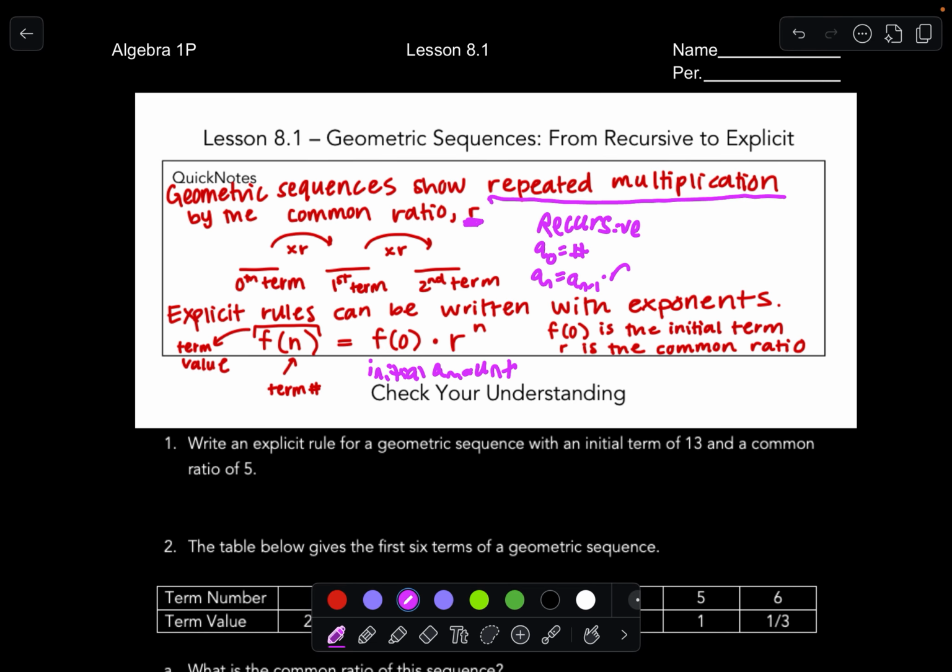Oh, actually, it's right there. F sub 0 is the initial term, so I don't have to write that. Okay? Times r. And that's how you do it.